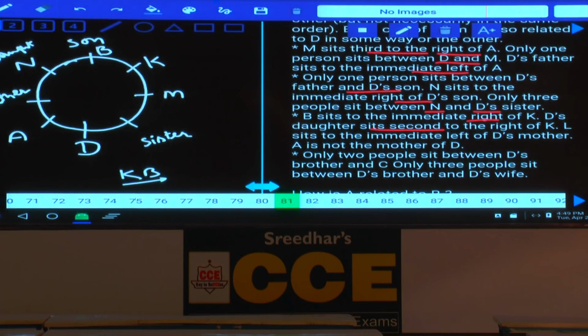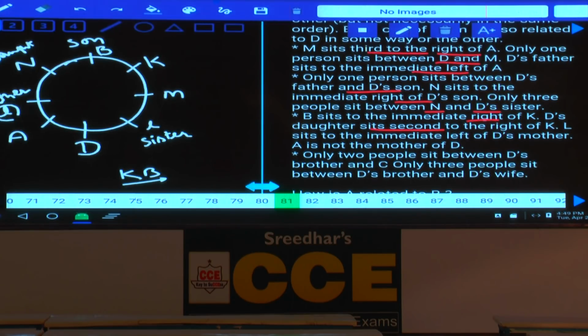L sits to the immediate left of D's mother. L is seated to the immediate left of D's mother. As L is seated to the immediate left of D's mother, now tell me where can this L be? L can be the father or N can be the sister. Are you following this one or not? L can be either at this place or L can be here.